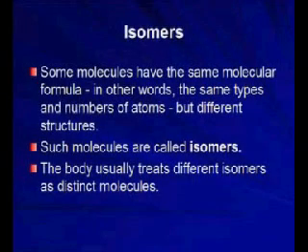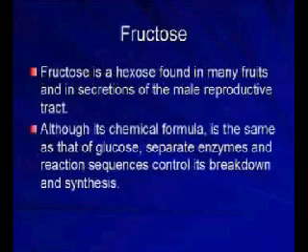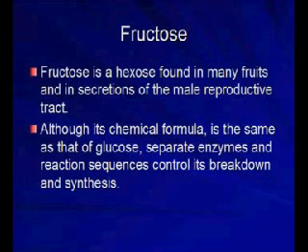Some molecules have the same molecular formula, in other words the same types and numbers of atoms, but different structures. Such molecules are called isomers, a term you should become familiar with. The body usually treats different isomers as distinct molecules. Fructose is a hexose found in many fruits and in secretions in the male reproductive system, the importance of which will be described when we fully discuss the male and female reproductive systems later in the lecture series. Although its chemical formula is the same as glucose, separate enzymes and reaction sequences control its breakdown and synthesis.